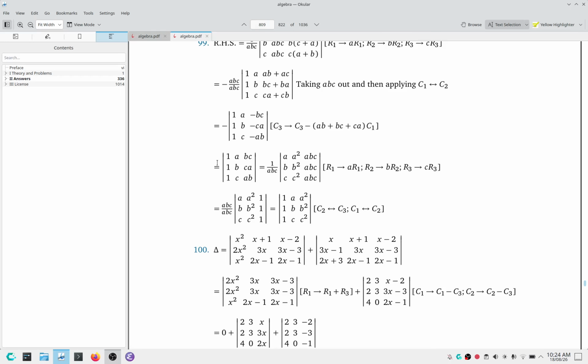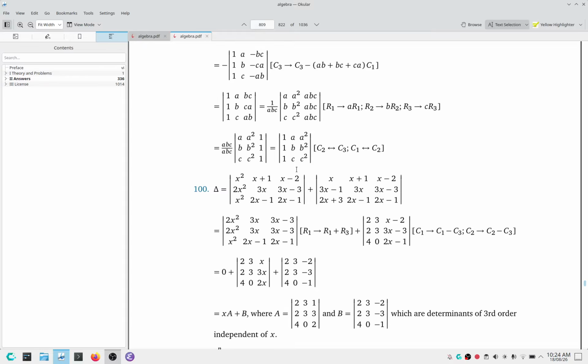Now we take the minus sign out, we get 1, ABC, 1, BCA, 1, CAB. Now again we divide by ABC and we multiply first row by A, second by B, and third by C. Once we have that, we take out the ABC, we have got this, and then two column exchanges will give us the desired result.